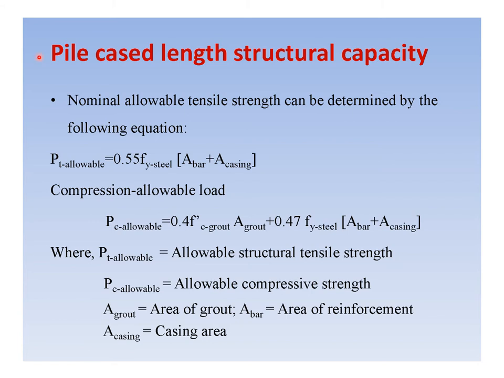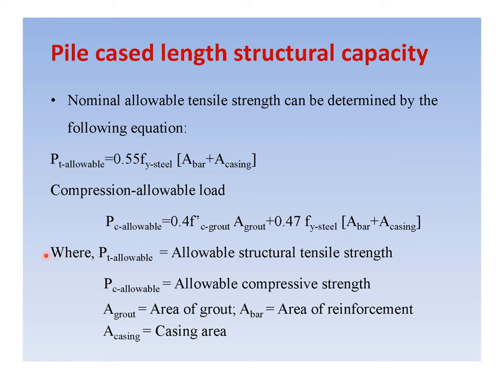Pile cased length structural capacity. Nominal allowable tensile strength can be determined by the following equation. Look at this. So this is P sub T allowable, the allowable structural tensile strength. Compressive allowable load, that is P sub C allowable, is equal to this.